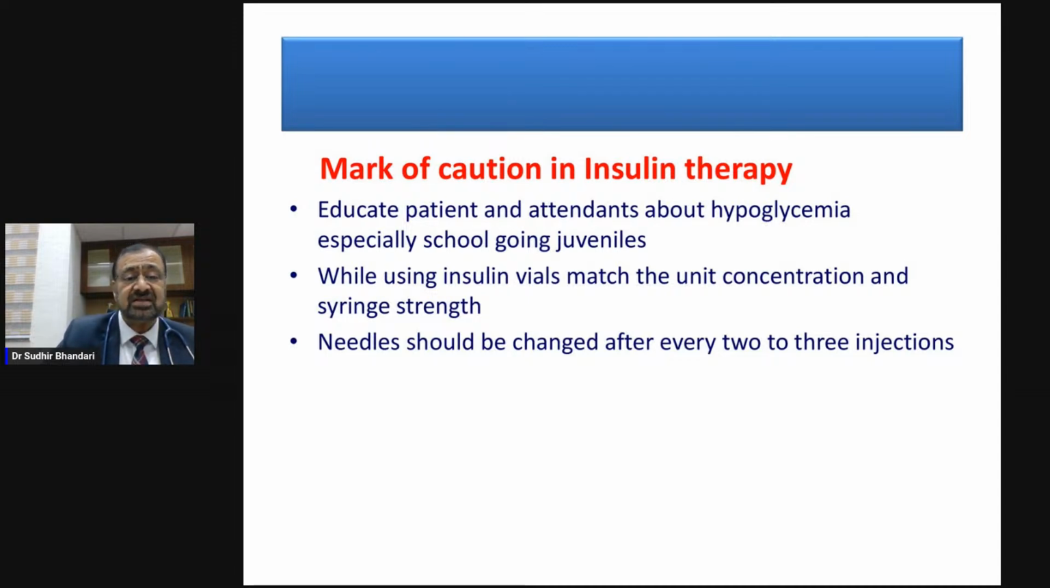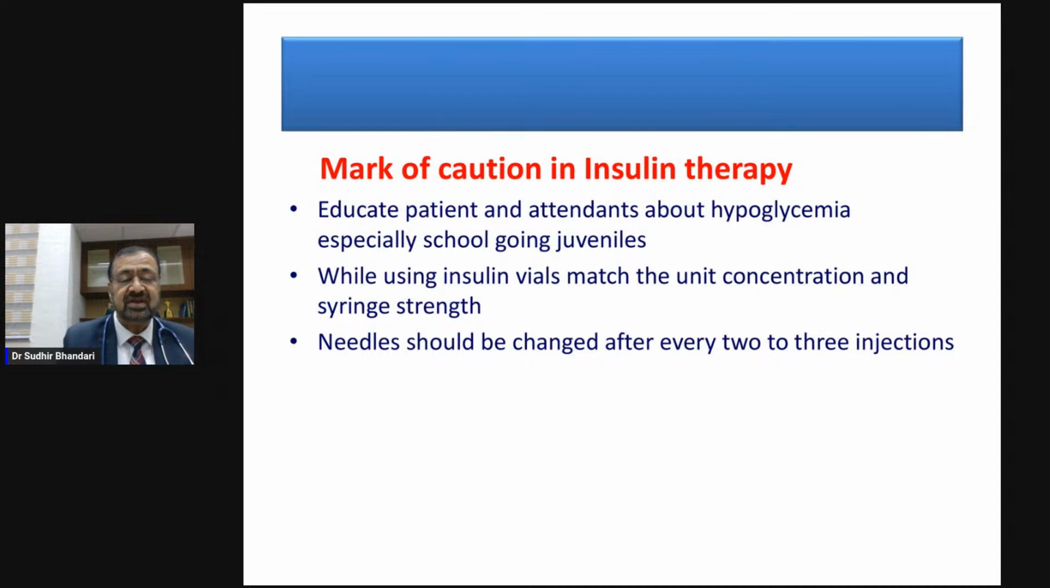Now, when you start insulin, another challenge is that you need to educate the patient and attendant about hypoglycemia, especially for school-going juveniles. While using insulin vials, match the unit concentration and syringe strength. This is also another challenge. The patient might have 40 IU insulin per ml, and you may get an 80 IU insulin syringe. So when you take the same insulin syringe, the patient will get lesser insulin.